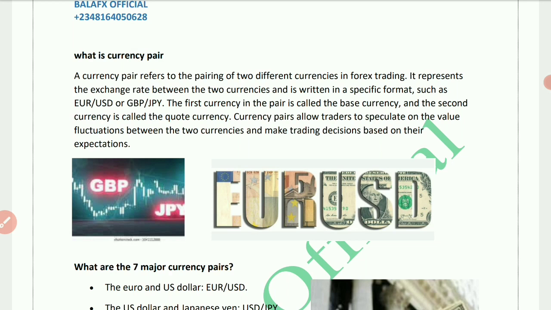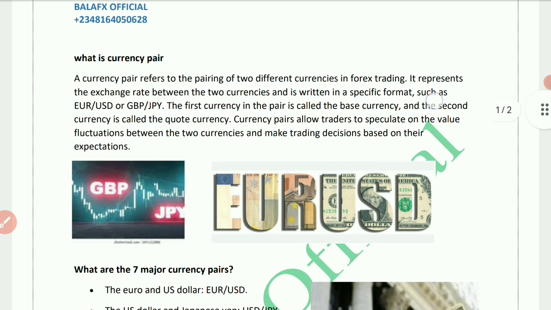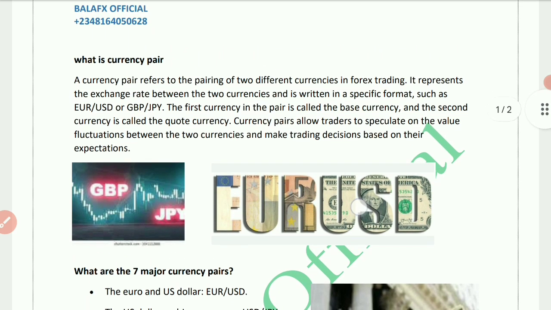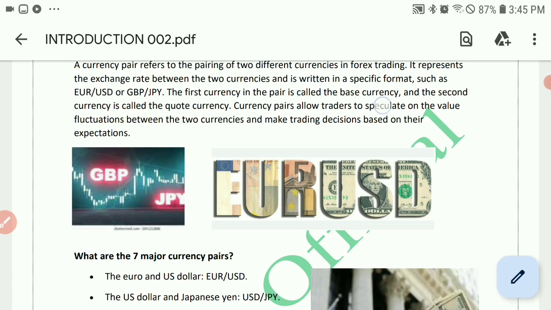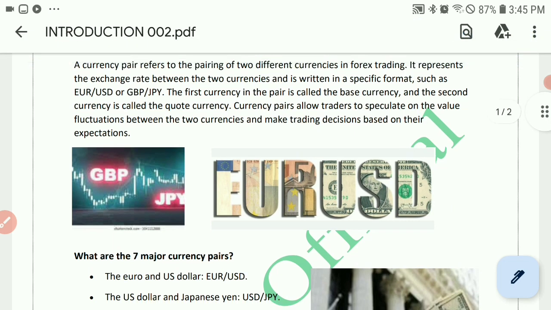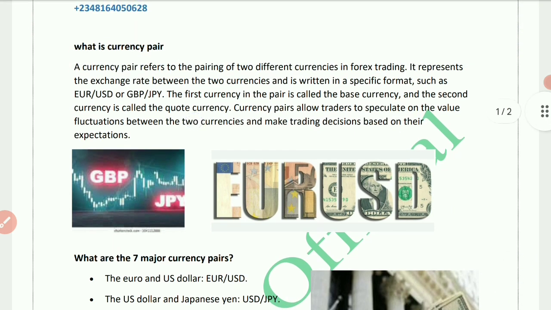A currency pair refers to the pairing of two different currencies in forex trading. It represents the exchange rate between the two currencies, and it is written in a specific format, such as EUR/USD. As you can see here, EUR/USD, GBP/JPY. The first currency in the pair is called the base currency, while the second currency is called the quote currency.